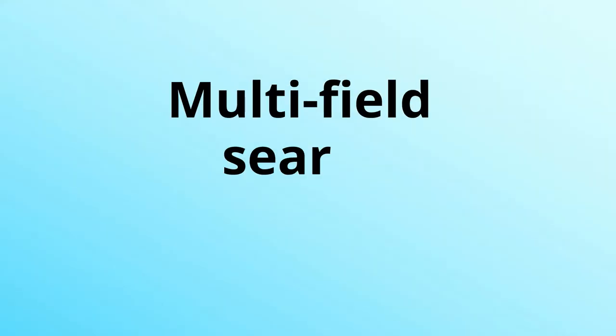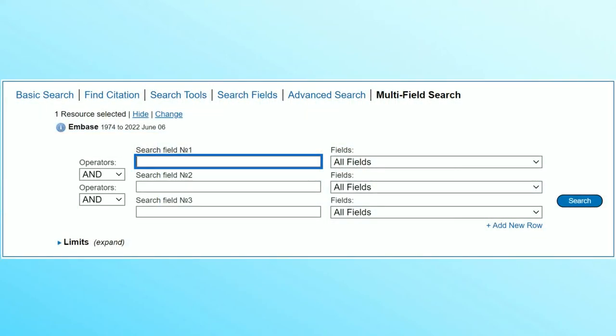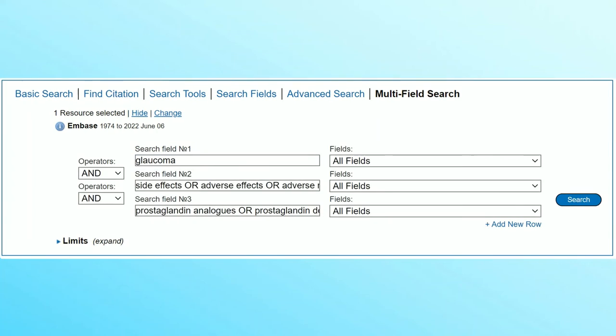Second, the multi-field search. If you are used to using what we call Boolean operators, and, or, and not, you may be more comfortable using the multi-field search. This option gives you multiple search boxes. You can enter words into each one. Here, I've done a search for the same topic. In the first box, I have the word glaucoma. In the second box, I have words for side effects. And in the third box, I have words for prostaglandin analogues.